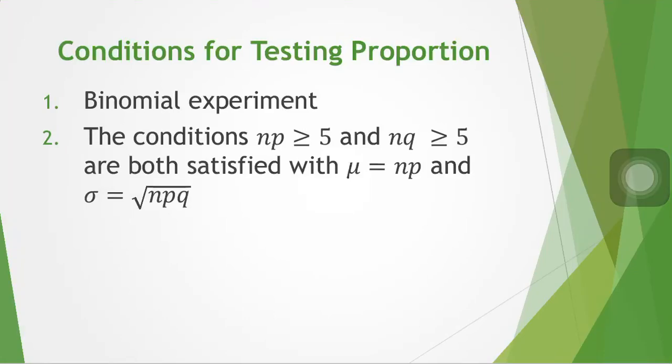There are some conditions that we need to consider in testing for proportion. First, it should be a binomial experiment. It means that when you conduct a survey, its outcome should be only binomial, or we say it's either yes or no, true or false, agree or disagree. For example, you conduct a survey whether people would agree or disagree to death penalty. That is a binomial experiment.